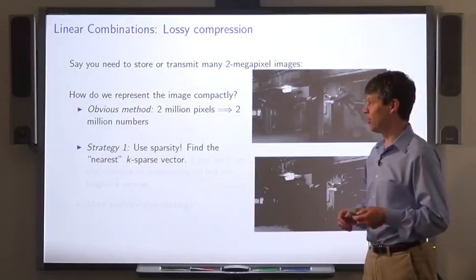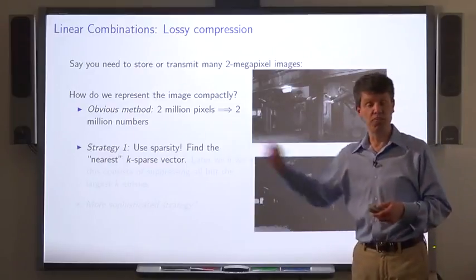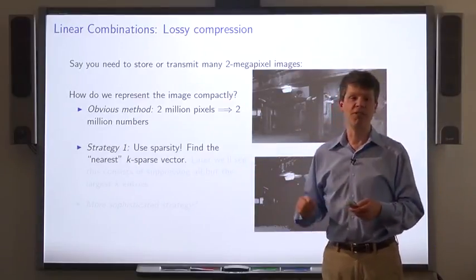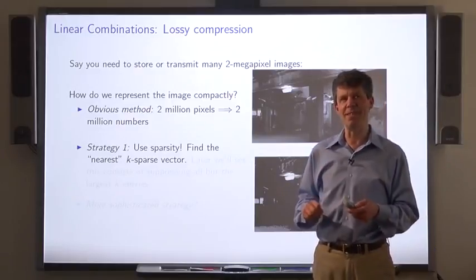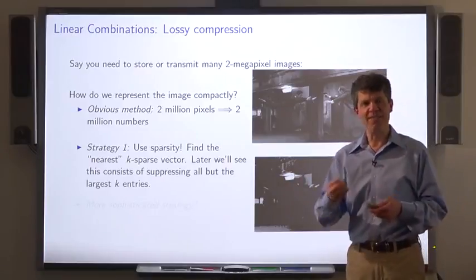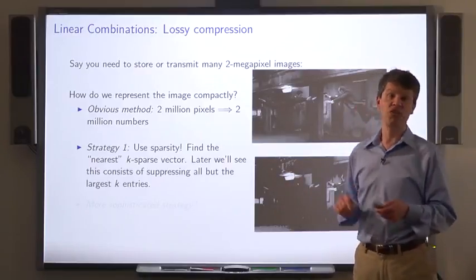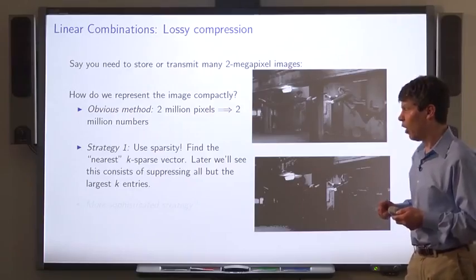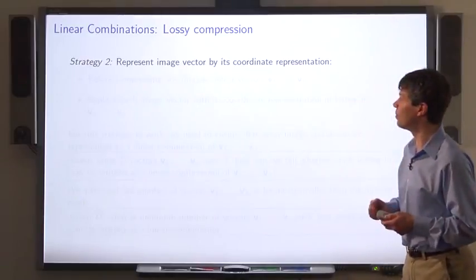One idea, this will be our strategy one, is to use sparsity. So we find the nearest k-sparse vector. We'll talk later about what it means to be the nearest k-sparse vector. For now, I'll say that the method for doing that involves suppressing all but the largest k entries. Well, here's the result. It's not a very good reproduction of the original image. You lose a lot of detail by suppressing all but, say, the top 10% of the pixels. Are there better strategies that we can use?